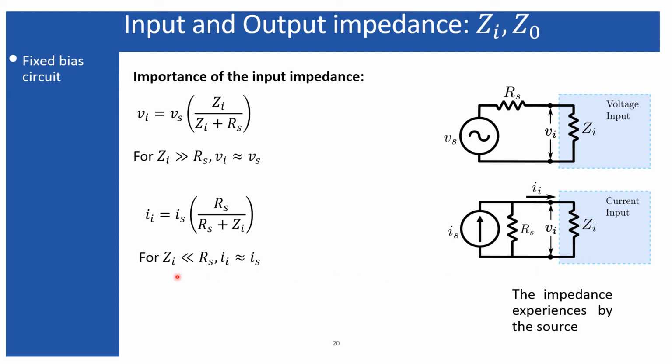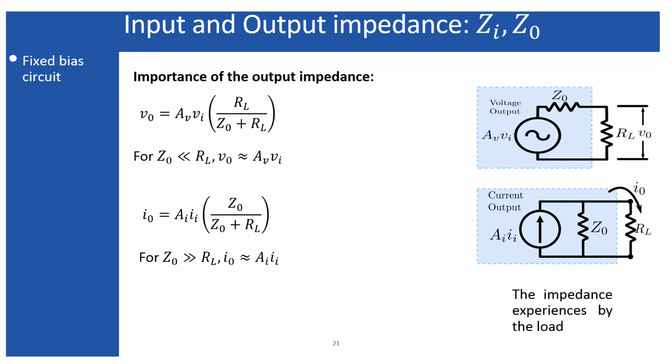So in order to drive all the source current through the input impedance of the device, we must have this condition that Zi very very less than Rs, or in other words Rs must be very very greater than the input impedance. And that is why for an ideal voltage source we generally consider zero source resistance, and for an ideal current source we consider infinite source resistance.